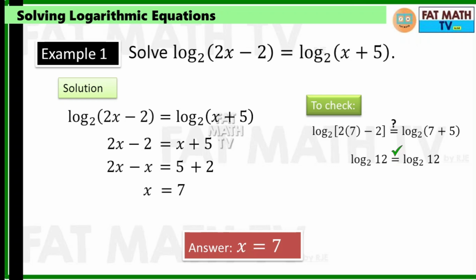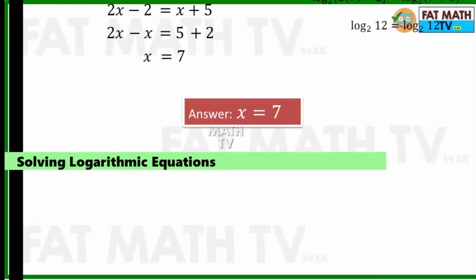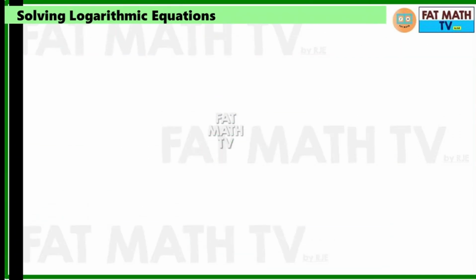So very simple. You just equate what's inside the logarithm symbol. Of course, we have to make sure that the bases are the same. Another similar example.